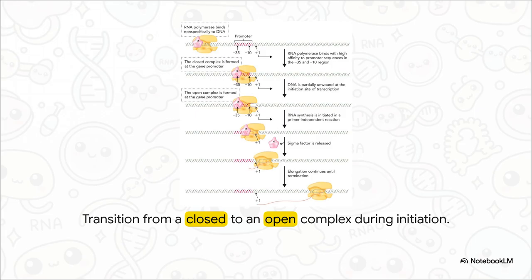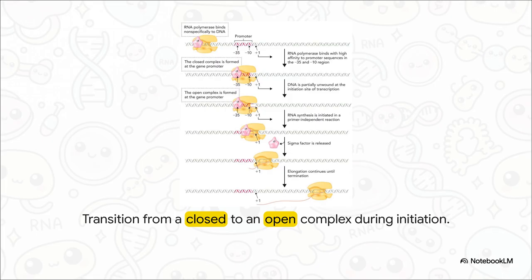Take a look at the mechanics of this initiation. First, the enzyme binds to the promoter to form a closed complex. Then, it physically unwinds a small bubble of the DNA duplex to form an open complex. And what's truly mind-blowing here is that RNA polymerase can just start synthesizing the new RNA strand right from scratch.